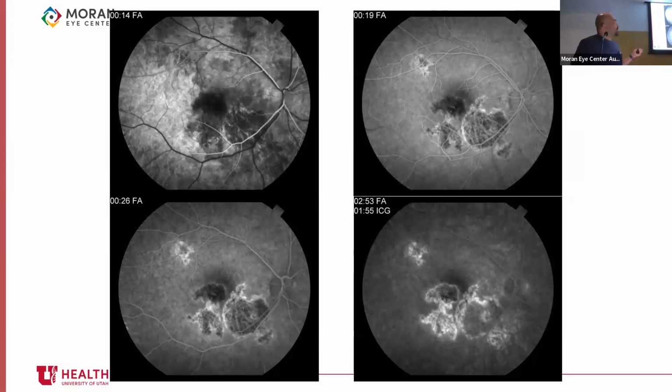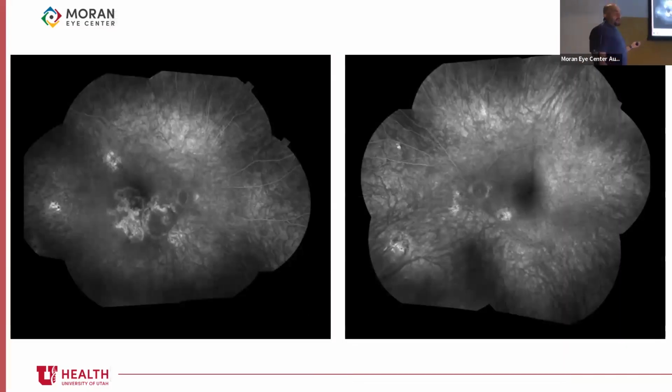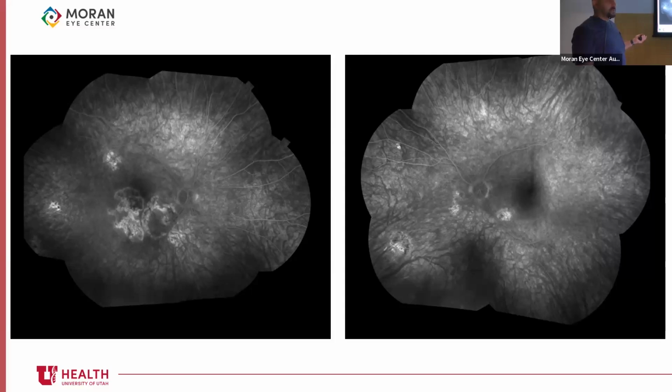The angiogram shows kind of this early blockage, this early hypofluorescence, followed by this late brush fire-like staining in the periphery of the lesion. These lesions here seem to just stain as if they're completely atrophic with loss of outer retina and RPE. This is the montage of the angiogram. I think we weren't using Optos as much back then, but you can see that there's these peripheral lesions as well that are atrophic. So, to the residents, does this look like AMPI?